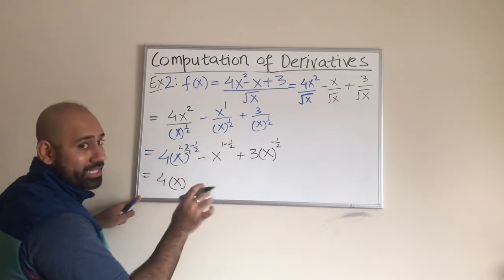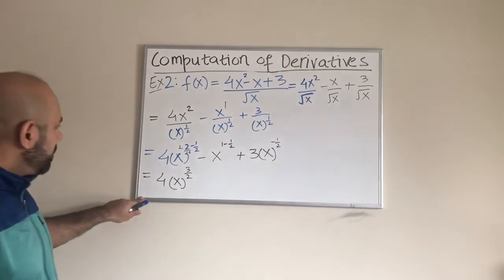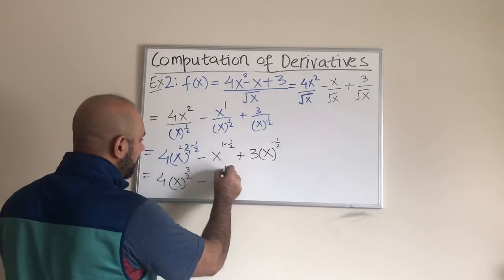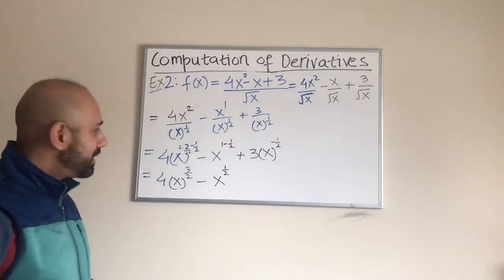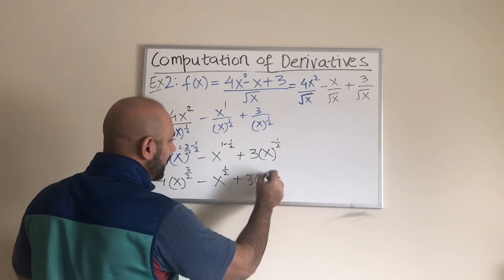And I expect that you guys can already do that, but I'm still doing it here. It's going to be 3/2, right? Because 2 times 2 is 4, 4 minus 1 is 3, and then 3/2. Minus, this is pretty easy. This is just 1/2. So we know 1 minus 1/2 is just going to be 1/2, and then plus 3 times x to the power negative 1/2.